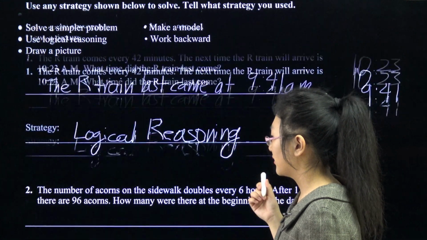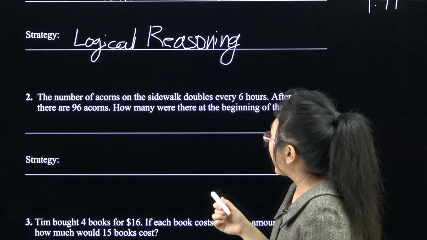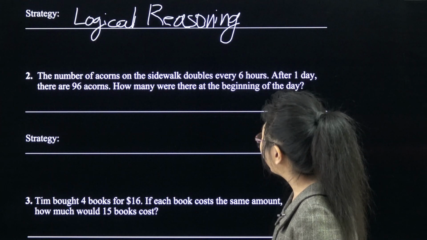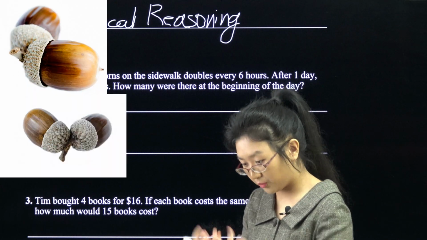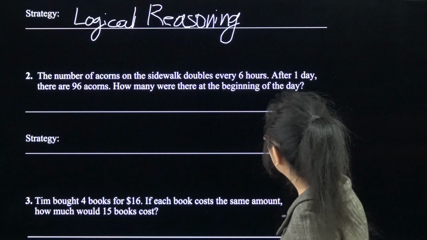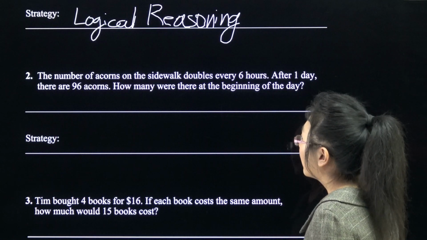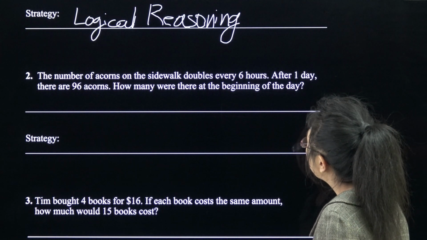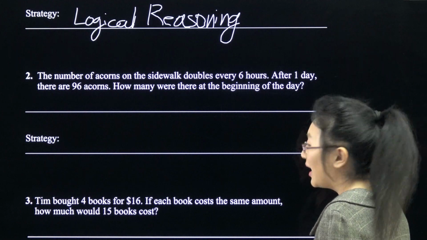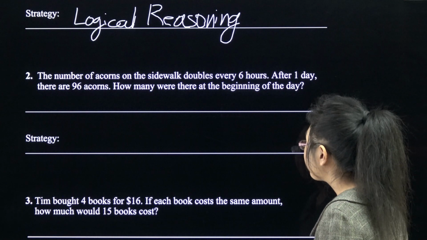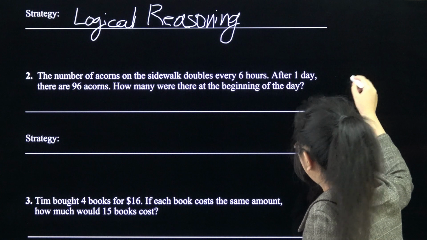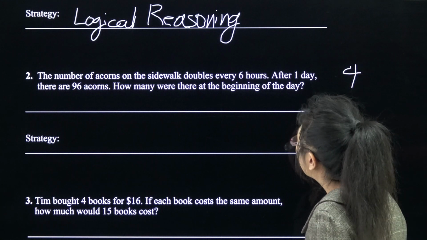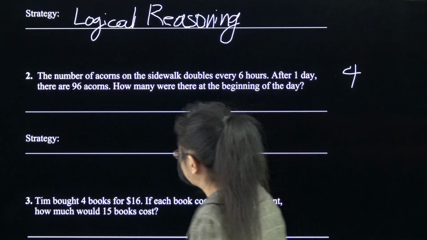These are just, well, the answers. The number of acorns on the sidewalk doubles every 6 hours. Oh, okay, that is kind of scary. Just imagine the acorns just double. Anyways, after one day, there are 96 acorns. How many were there at the beginning of the day? So, how many 6 hours are in one day? Well, one day is 24 hours. 24 divided by 6 is, well, 4. So we're technically working backwards here.